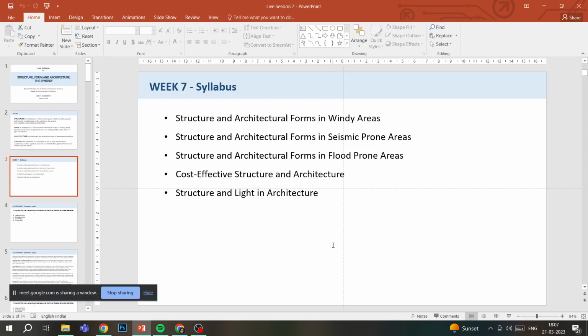Then the next lecture, the structure and architectural forms in seismic prone areas. Again, it was discussed what kind of earthquakes arise, and the different kinds of waves that happen in an earthquake, P wave, S wave, and other things.